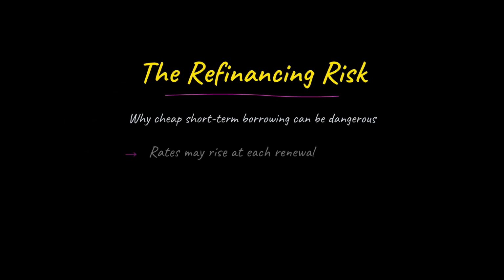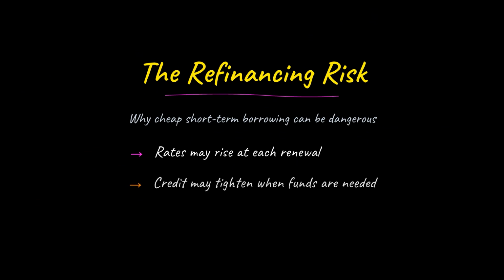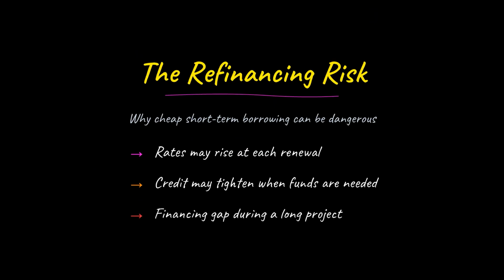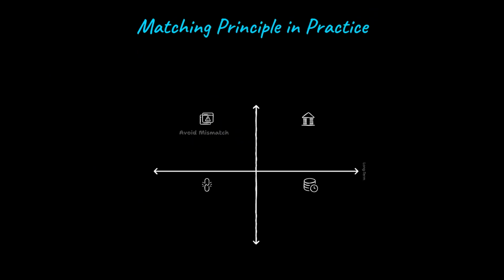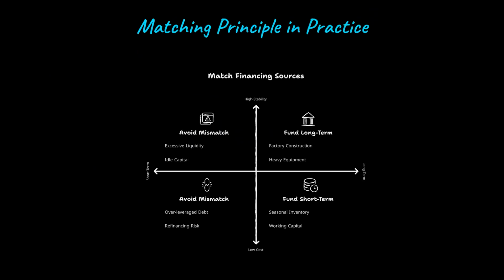The hidden danger of short-term borrowing is refinancing risk. Each renewal exposes the firm to rising rates, tighter credit, and the threat of losing access to funds mid-project, even though the initial rate seemed attractive. A factory expected to operate for many years should be financed with long-term funds, so the financing lasts as long as the asset. Seasonal inventory, a short-term need, is correctly paired with short-term funds.